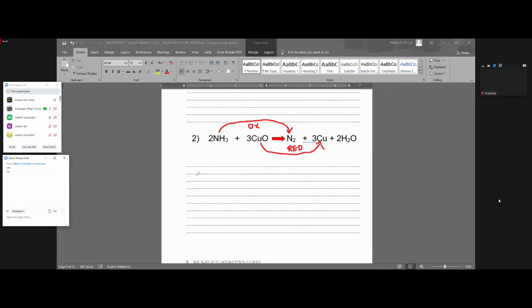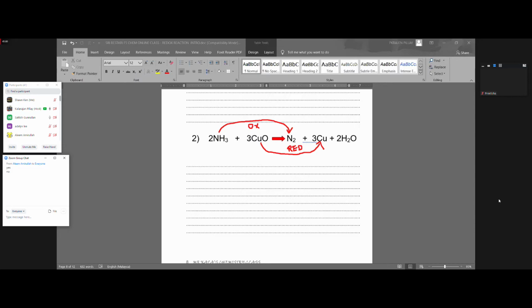Ammonia loses hydrogen. Like that, put oxidation. Loss of hydrogen, oxidation. Continue, third one. Ammonia is oxidized to nitrogen because it loses hydrogen, isn't it? Okay, that is your second point. Ammonia is oxidized to nitrogen because it loses hydrogen. Okay, no problem. What about this? Next one.